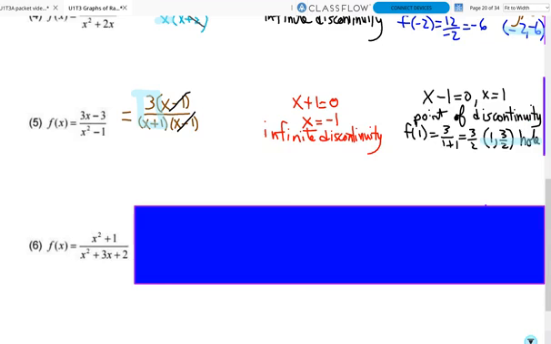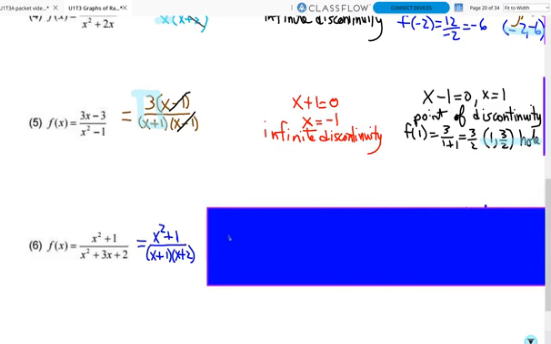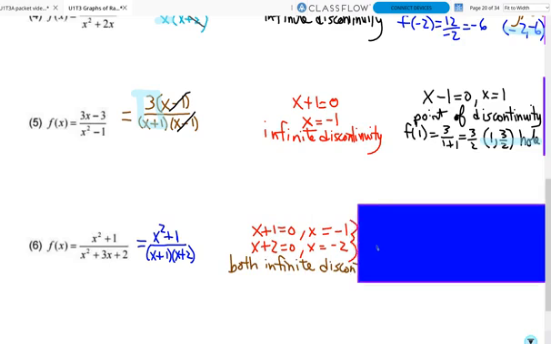Number 6 is just a little bit tricky because you cannot factor the numerator. When it's x squared plus 1, that's not difference of squares. That's sum of squares, and that is not factorable. Since I can only factor the denominator, there are 2 vertical asymptotes, 2 places of infinite discontinuity. After I factor the denominator to x plus 1 and x plus 2, one vertical asymptote is at x equals -1. The other one is at x equals -2.